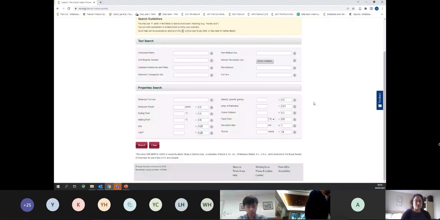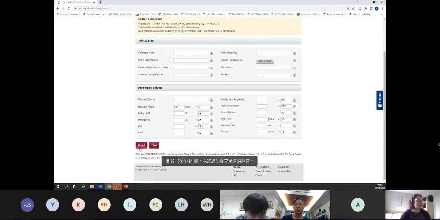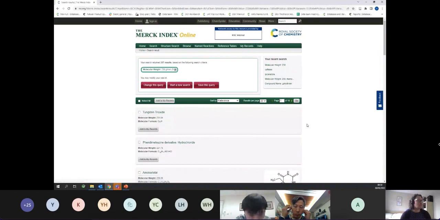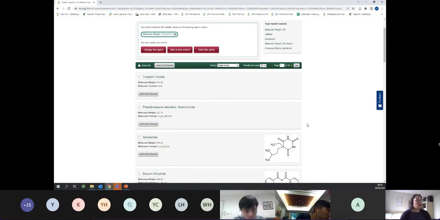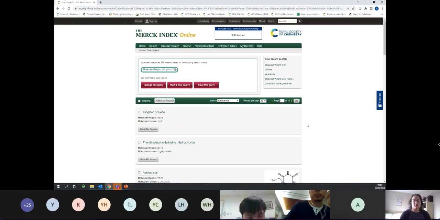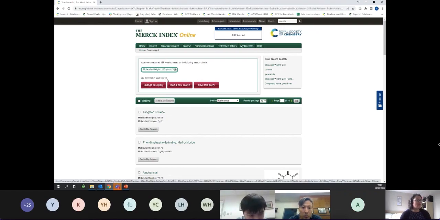But it does mean, for example, that if I'm interested in molecules, say around 230 molecular weight, I can search. This gives me 357, which perhaps is too many for what I'm interested in. So I can go back and I can change the criteria of what I'm looking at. So I will click the change this query. If I realise that maybe I mistyped or my query is too broad or too specific, I can just start a new search. But I'm going to go back and change this query.